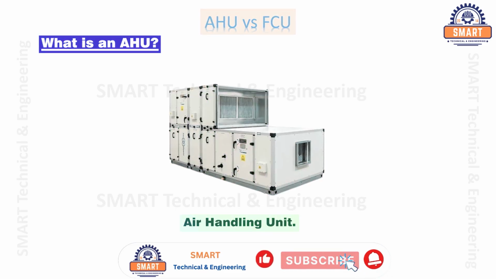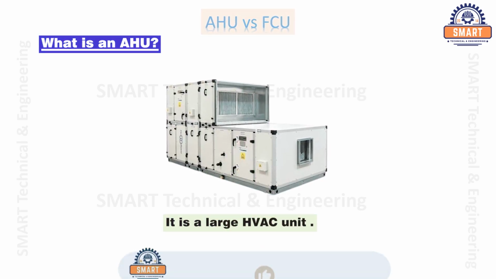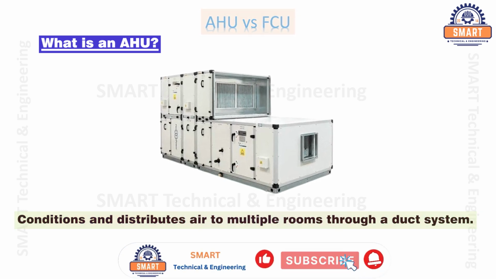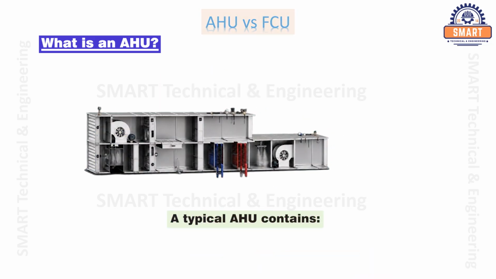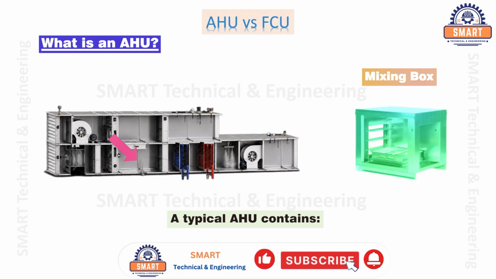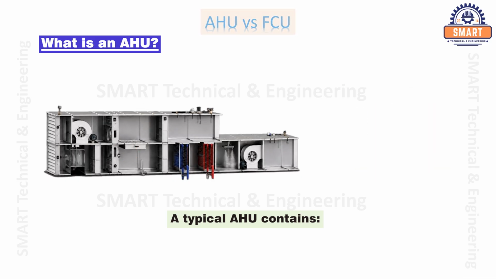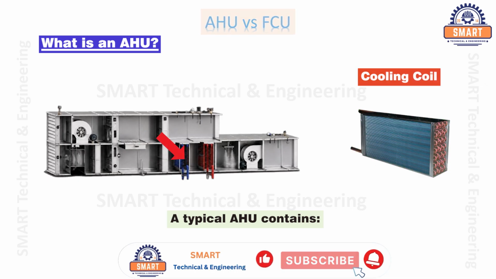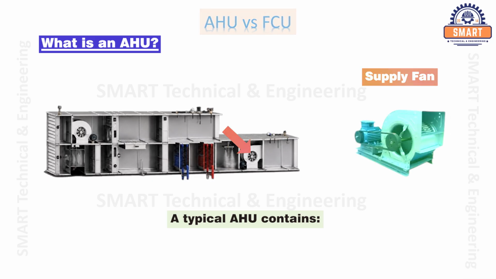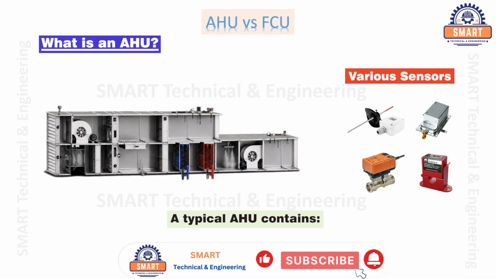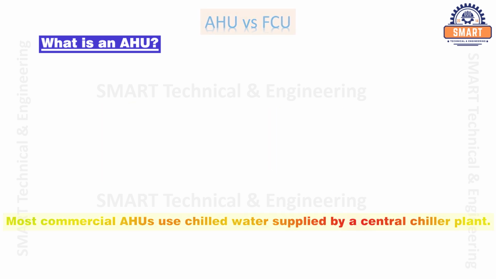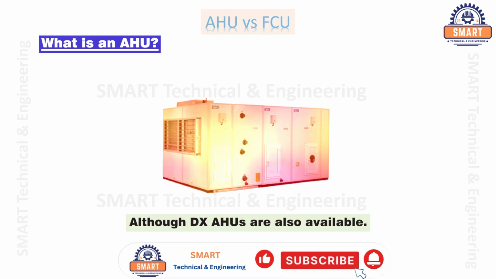AHU stands for Air Handling Unit. It is a large HVAC unit that conditions and distributes air to multiple rooms through a duct system. A typical AHU contains fresh air damper, return air damper, mixing box, pre-filter, fine filter, cooling coil, heating coil (optional), humidifier (optional), supply fan, and various sensors. Most commercial AHUs use chilled water supplied by a central chiller plant, although DX AHUs are also available.